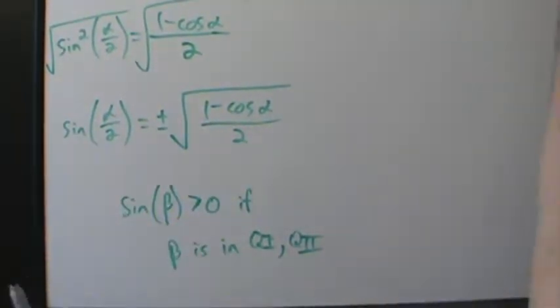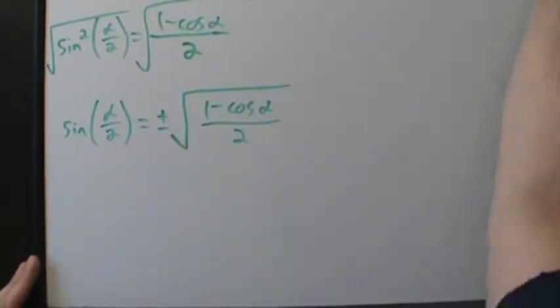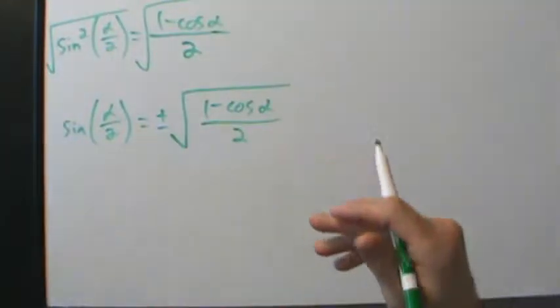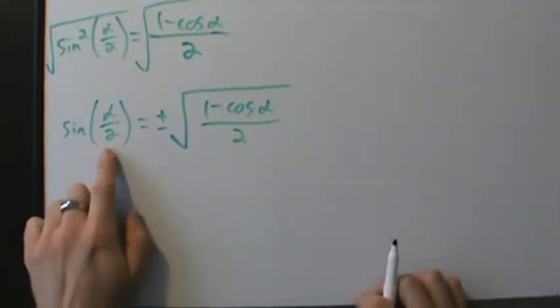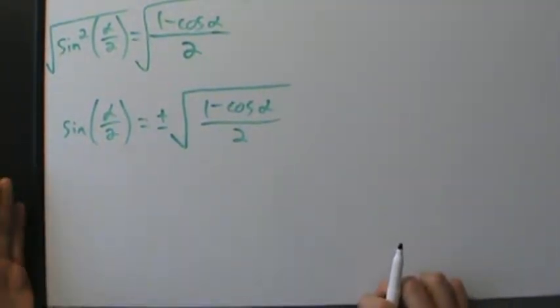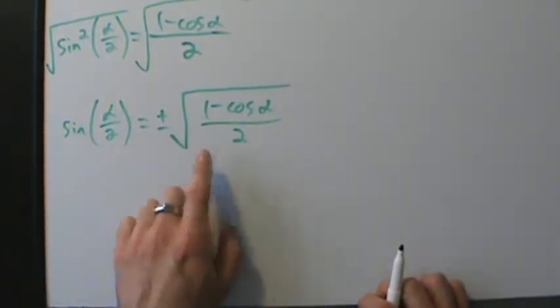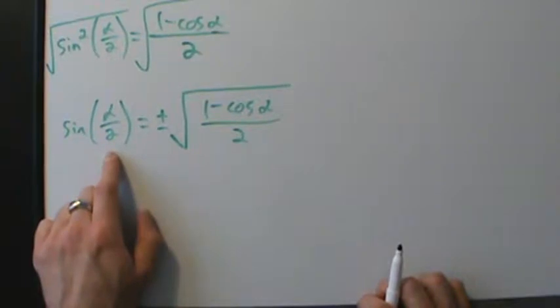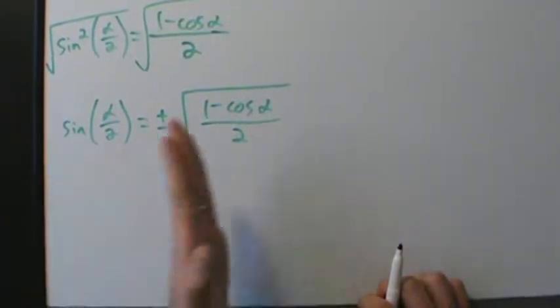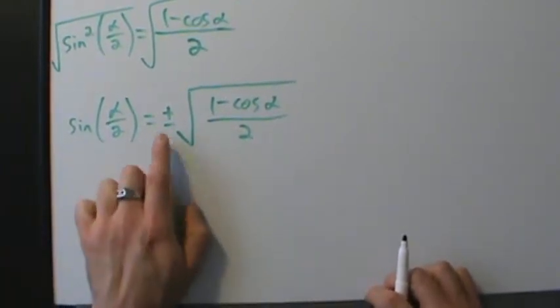And that's actually written on the formula sheet, if you'll notice here. The plus or minus sign is determined by the quadrant of alpha over 2. So if this angle inside of here is in the first or second quadrant, then the sine will be positive. If alpha over 2 is in quadrant 3 or quadrant 4, then the sine will be a negative number, and we'll take the minus sign.